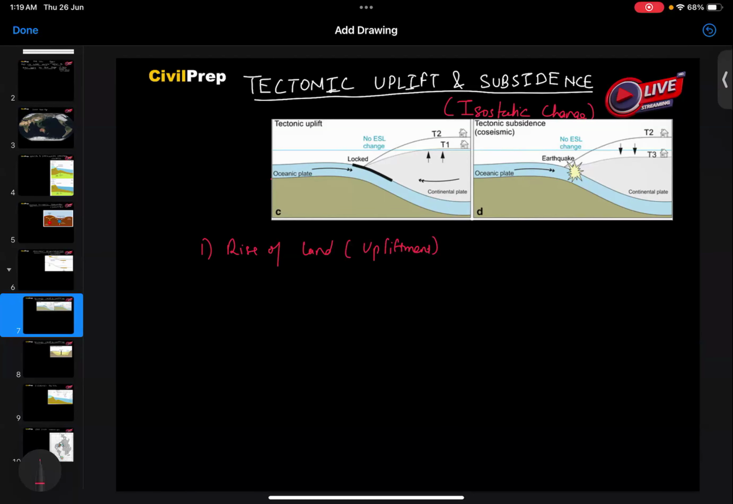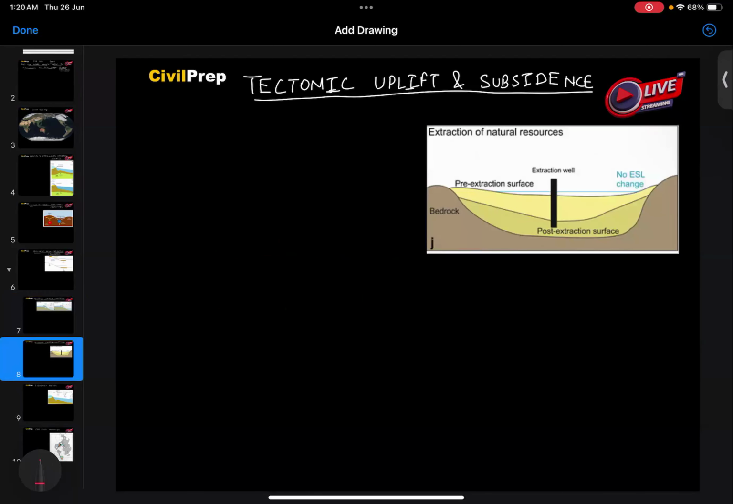Consequently, in the next part, the movement of the oceanic plate is taking place at a higher pace. And at a point, if a certain earthquake results here, this will result in a fall of the land, resulting in subsidence. So this is also classified under the isostatic changes. Apart from this, we also have certain anthropogenic factors.